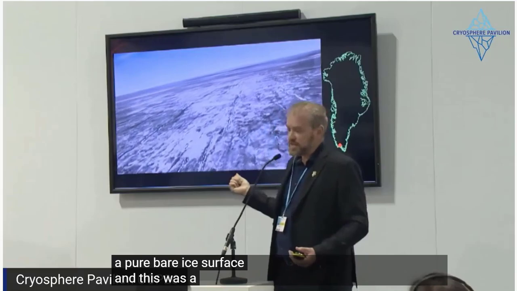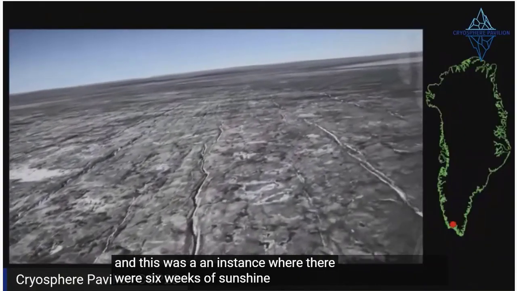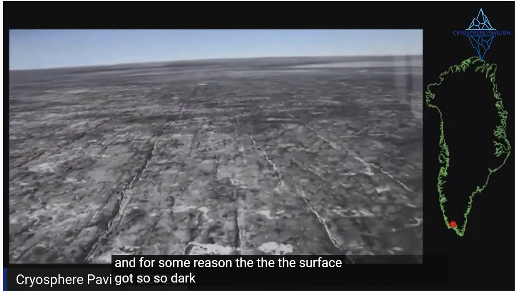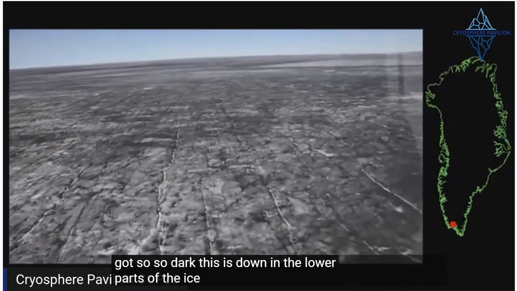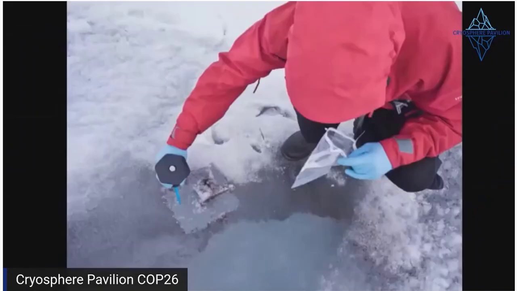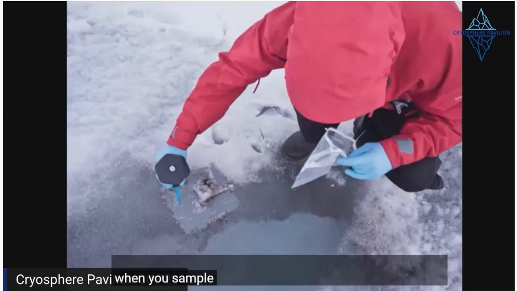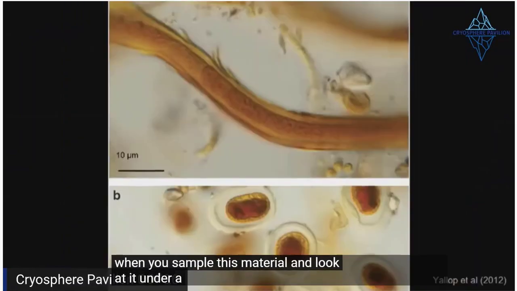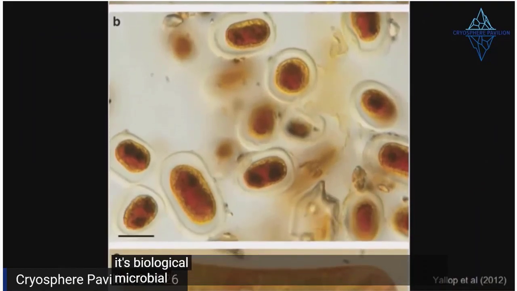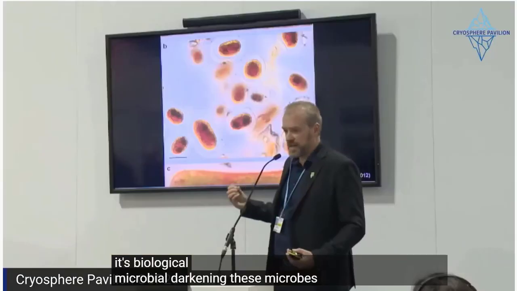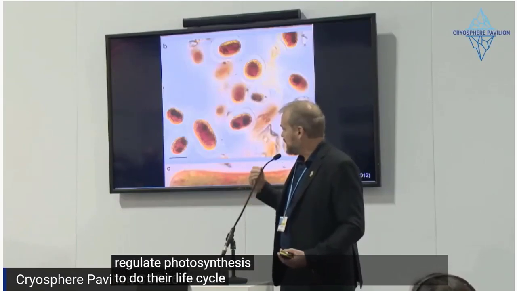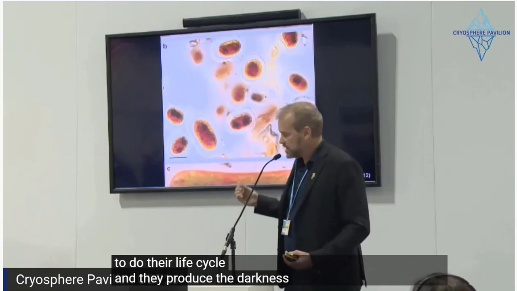And this was an instance where there was 6 weeks of sunshine. And for some reason, the surface got so dark. This is down in the lower parts of the ice sheet. Why was this happening? When you sample this material and look at it under a microscope, it's biological. Microbial darkening. These microbes regulate photosynthesis to do their life cycle, and they produce the darkness.